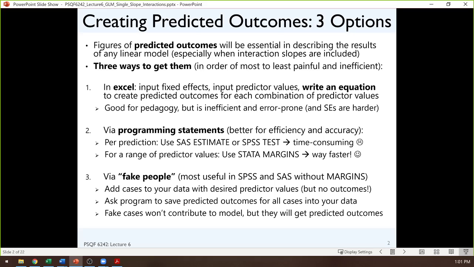And every stats program has an option to generate predicted outcomes for every case in your data set. So you're going to ask it to generate predictions for your fake people, but because they don't actually have any outcome, they're not messing up your model. So it's just a way of hijacking the architecture to do something that would be more efficient than writing out all the different estimate statements. So I'll show you each of these things here in turn.